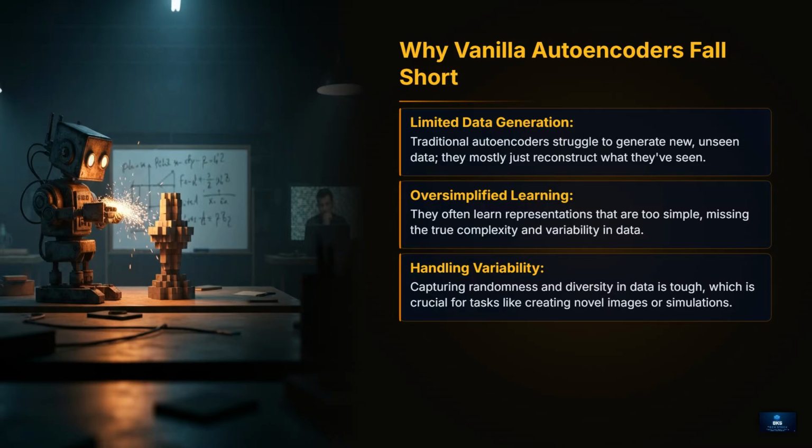While traditional autoencoders are great for compression, they have some pretty big limitations, especially for generative tasks. They're not so good at creating truly new data, and they can often learn oversimplified representations. This means they struggle with the rich variability found in real-world data, which is where variational autoencoders come in.